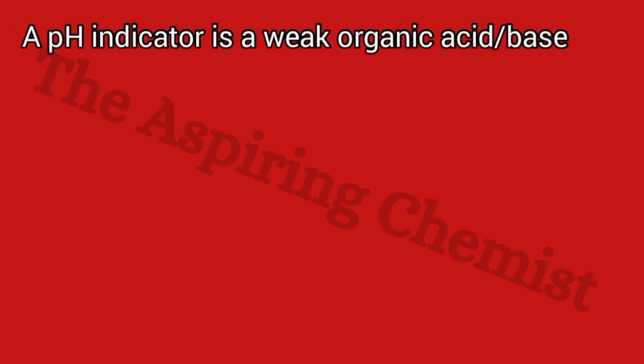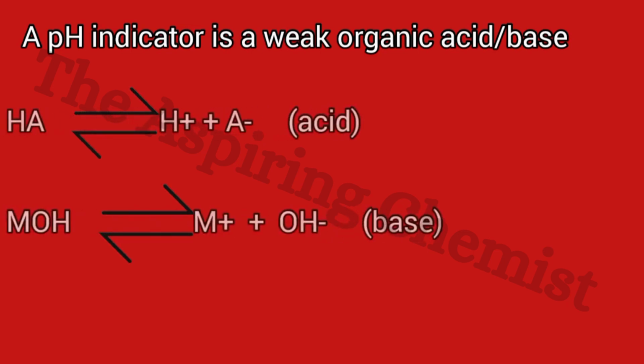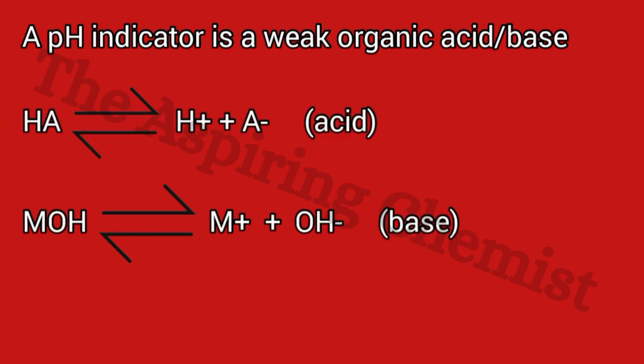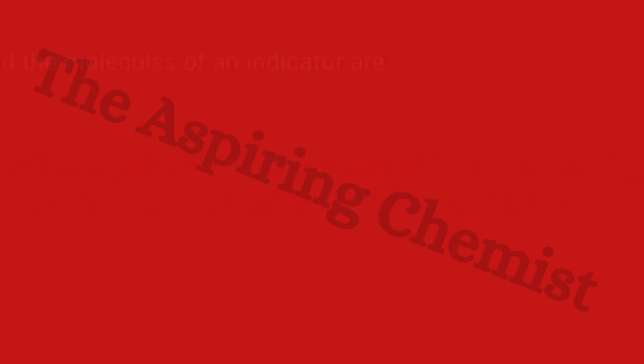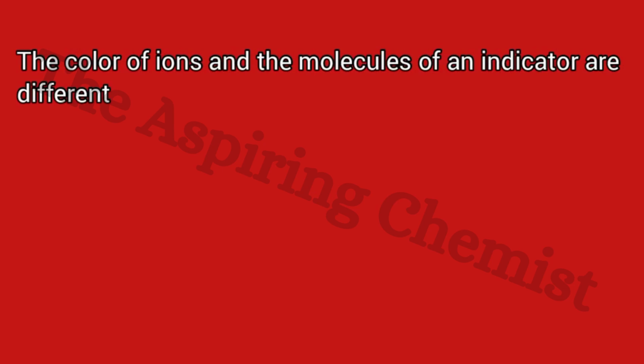As discussed in my previous video, a pH indicator is a weak organic acid or base. And as a weak acid or base, it ionizes slightly in the solution. Now the key thing to remember is that the color of an indicator depends largely on the proportion of ions and molecules that are present in the solution. And that's because the color of the ions and the color of the undissociated molecules are different.